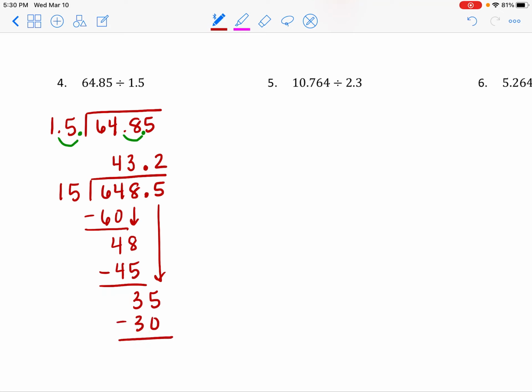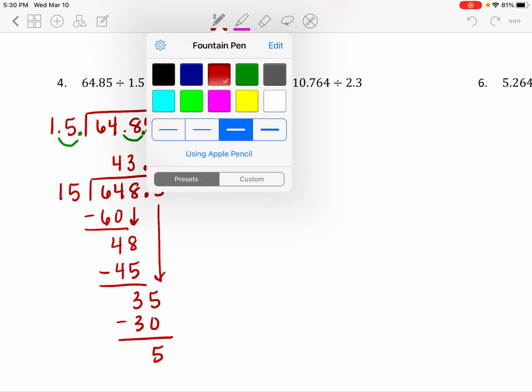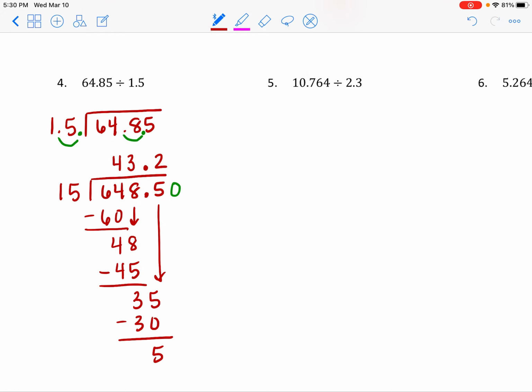And then if we subtract, we get a 5 here. And I'm going to see if I can take this out a little further. So I'm going to add on a 0, because I still have a remainder that I don't want to deal with. So I'm going to bring down a 0. And 15 is going to go into 53 times. That makes 45. And we're going to get the same thing.